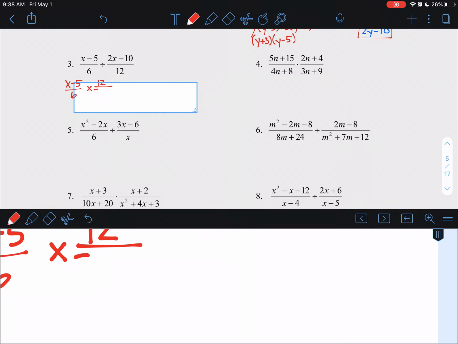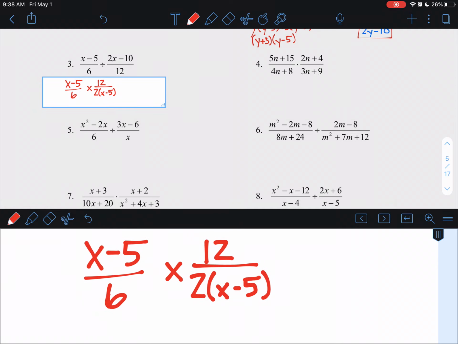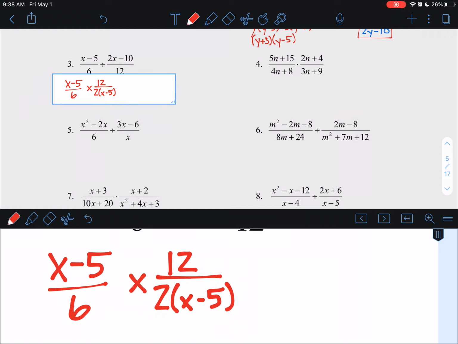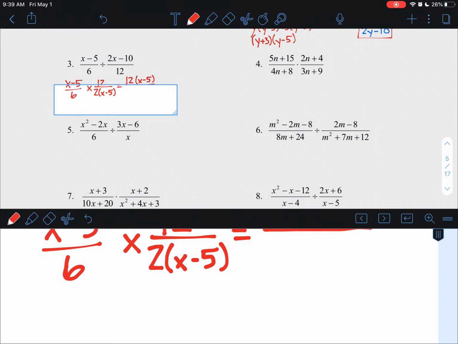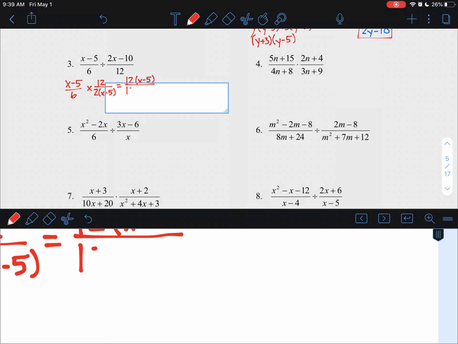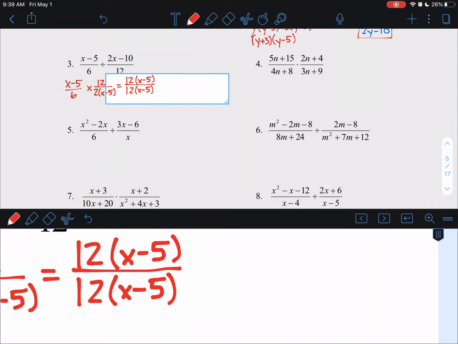If it'll let me. Okay. 2 parentheses x minus 5. All right, cool. So now I'm going to multiply straight across. So let's see, I got x minus 5 times 12 equals 12 x minus 5. And then I got 6 times 2 x minus 5. 6 times 2 is 12. And then I have x minus 5. And I'm left with 12x minus 5 over 12x minus 5. Cancel my things out.